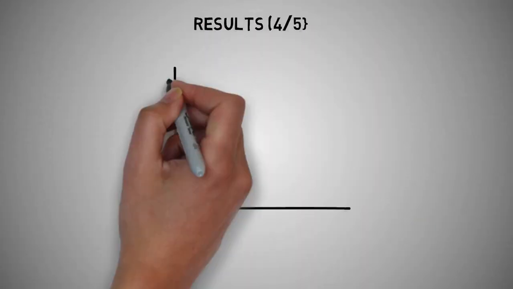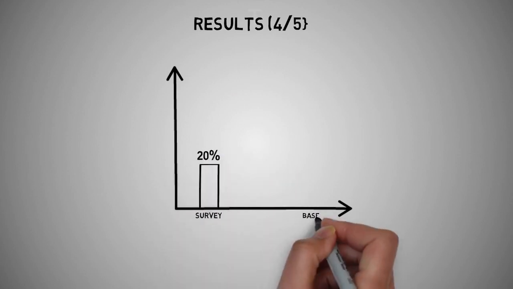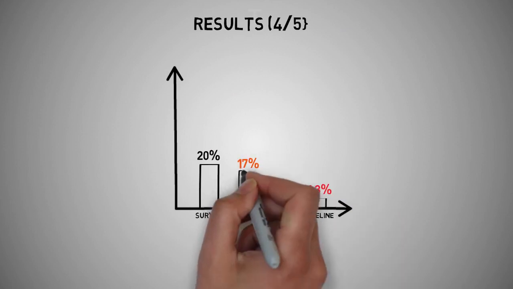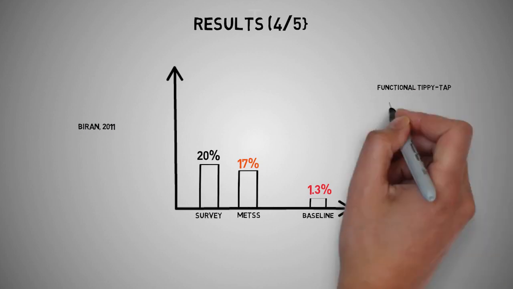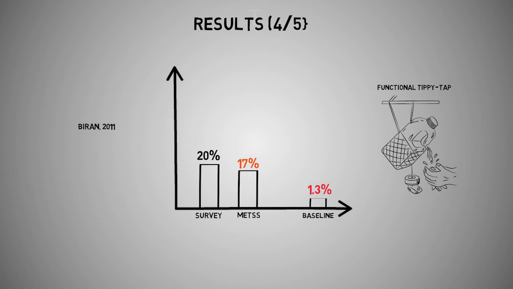Again, 20% of the respondents had a functional tippy-tap in the recommended location as against the baseline of 1.3%. This finding is close to what MERS reported and also corresponds with a case study conducted by Biran 2011 in Uganda. Biran reported that awareness of tippy-tap did not necessarily translate into immediate action to obtain one.